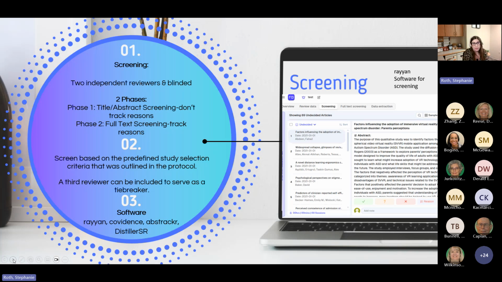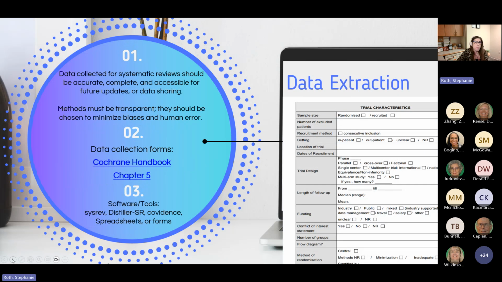And then there could be a third reviewer that can serve as a tiebreaker for when the two reviewers don't come to an agreement. So if one person says yes and one person says no, it can hold back that study before a third reviewer makes a decision about it. And then there's software for this, and then there's other software now with AI too, but these are some of the commonly used tools for screening. Some of them are at a cost, and some of them are free. Rayyan has a free version that's good for most researchers to use. It's very easy to use.